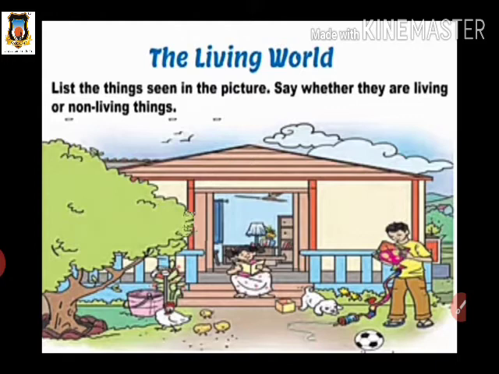The other things are non-living: the kite in the boy's hand, the football, the bucket, and the house. In the house there are other things, such as a fan, curtain, lamp, cupboards, table and stools, which are furniture. We also see the cloud in the sky. So these things are non-living. Here we observed the things present in this picture and classified some as living and some as non-living.